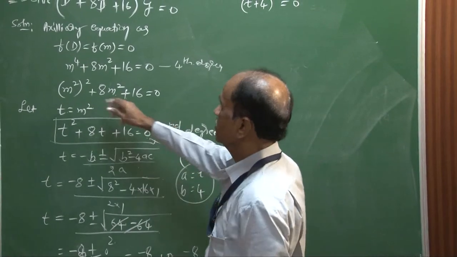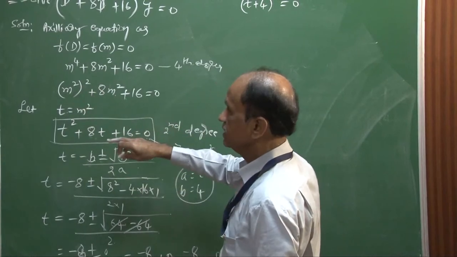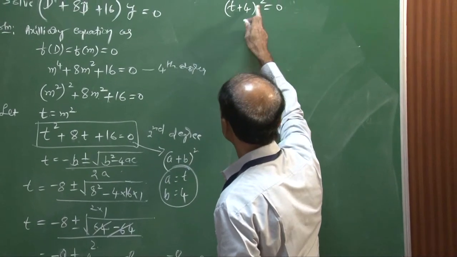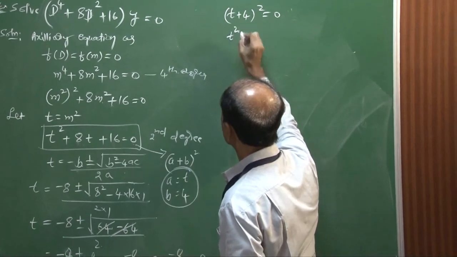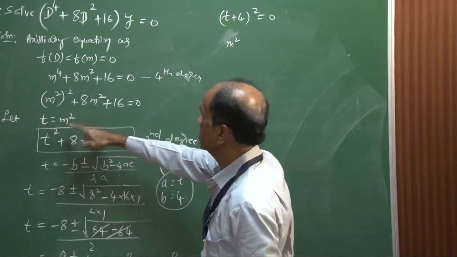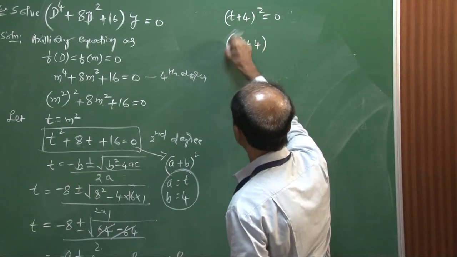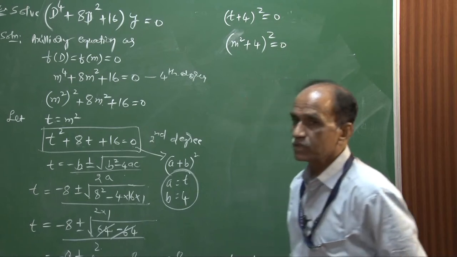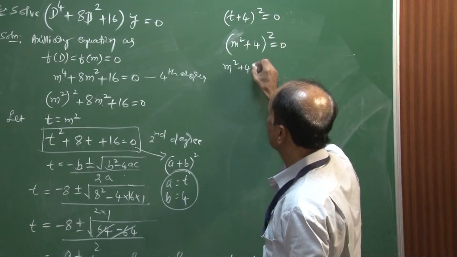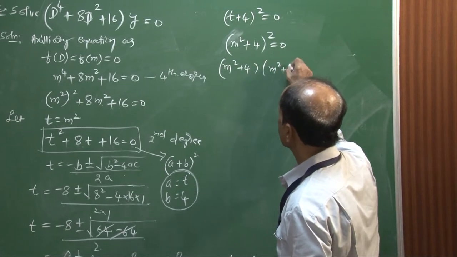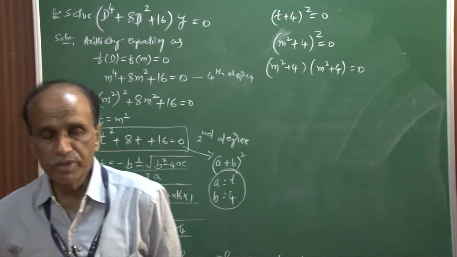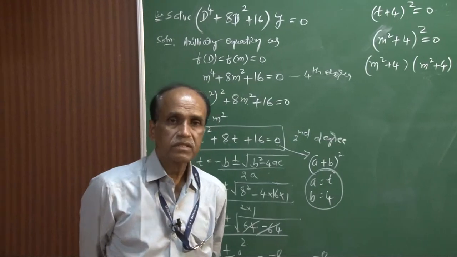Then, in place of t you have to write m square. t plus 4 whole square is there, and t I have taken as m square, so m square plus 4 whole square is equal to 0. How can we split? We can split like this: m square plus 4 into m square plus 4 is equal to 0.